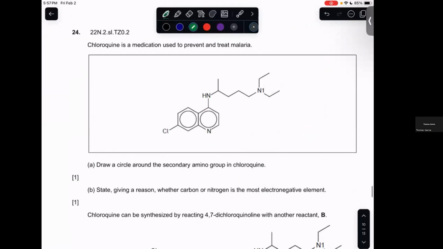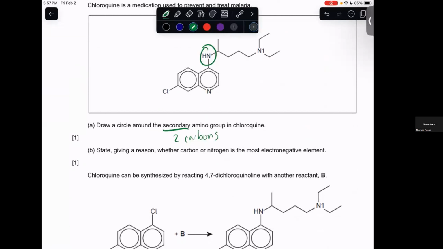All right. Now to the long answer. Chloroquine is a medication used to prevent and treat malaria. Draw a circle around the secondary amino group. Secondary, meaning that we are attached to 2 carbons. All right, right there, secondary amino group. State, giving a reason, whether carbon or nitrogen is the most electronegative element. It's going to be nitrogen.